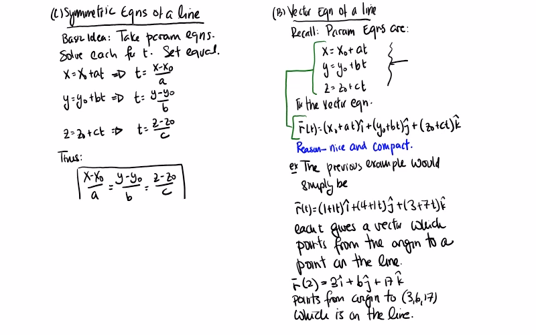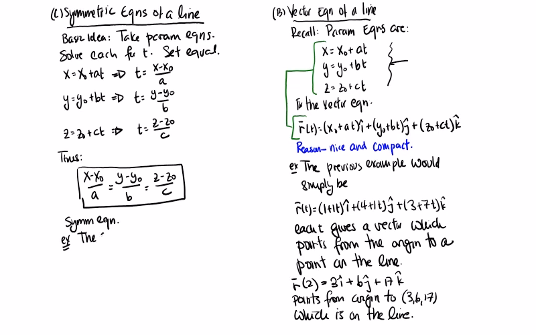This right here, this is the symmetric equation. Now, the useful thing about this is there's no t in it. It's useful because if you want to test if a point is on the line, you just plug the point in, you check that all the equations are the same. So I'll give you an example.